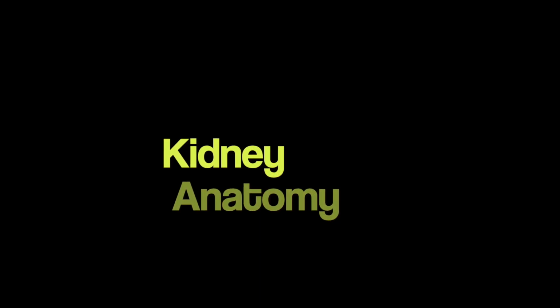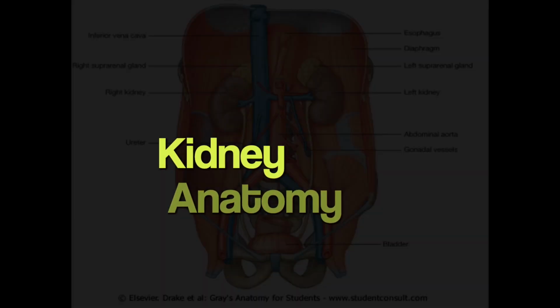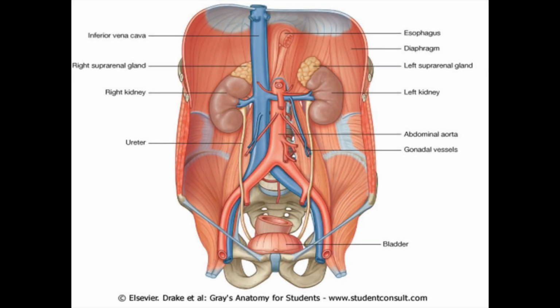Next, we will look at the location and structure of the kidneys. As you can see in this image, the kidneys are the 2 light brown bean-shaped organs in the abdominal pelvic cavity. As you can see, the left kidney is higher than the right kidney. This is because the liver is on the right side of the body and takes up more space than on the left side where the stomach is located.